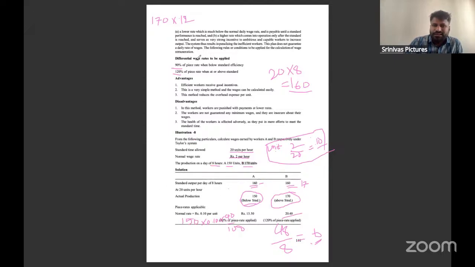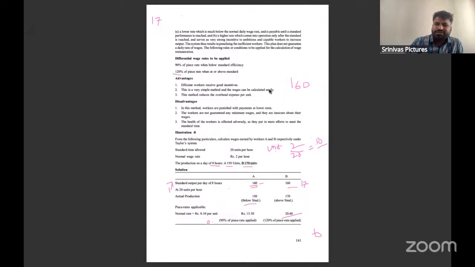So here, in the calculation of the differential wage rate system according to FW Taylor, this is the very important factor. We have to check what is the standard hours, what is the normal hour, what is the efficiency. Is it above the standard or below the standard? If above the standard, 120% we are going to give. If below the standard, 90% of the rate we are going to allow. This is according to the FW Taylor incentive wage rate system.